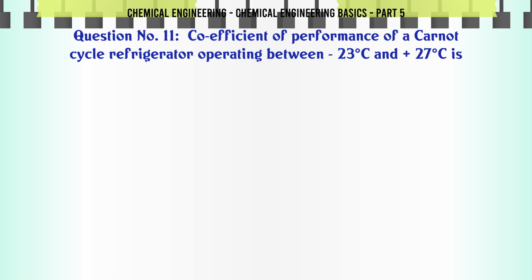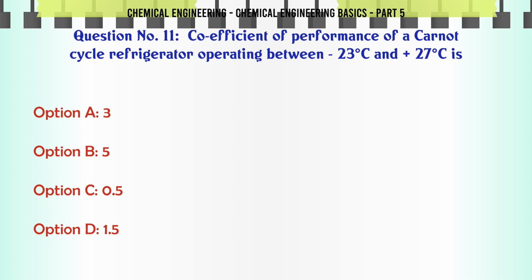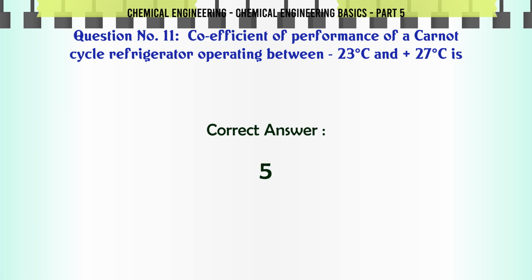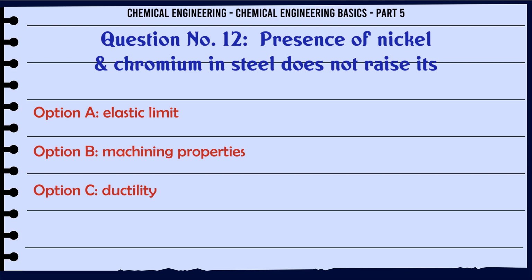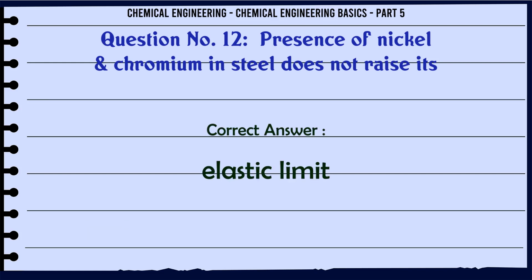Coefficient of performance of a Carnot cycle refrigerator operating between 23°C and 27°C is A. 3. B. 5. C. 0.5. D. 1.5. The correct answer is 5. Presence of nickel and chromium in steel does not raise its A. elastic limit. B. machining properties. C. ductility. D. resilience. The correct answer is elastic limit.